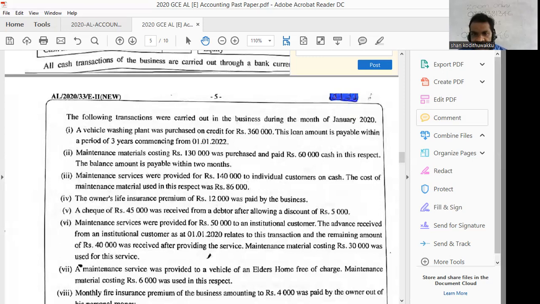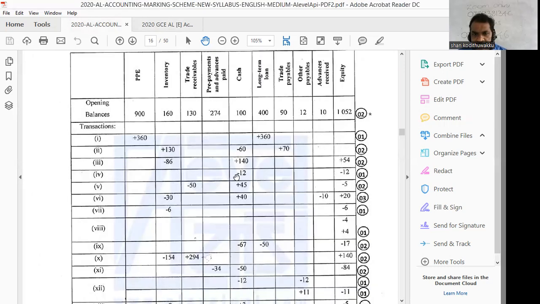Then I can show you the answer like this. As they have paid business money, then cash balance will come down by another 12,000. That's why they have put minus 12. As the owner paid his individual insurance premium, it will affect reduced equity, that is drawings. Therefore, equity balance will come down another 12,000 rupees. Right. Next adjustment, number 5.